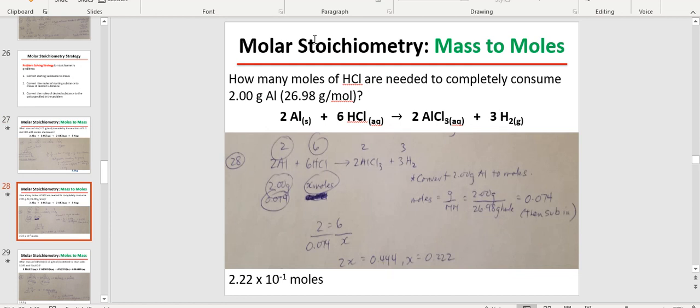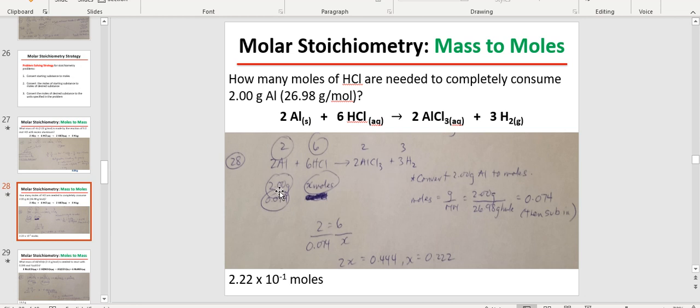Here, molar stoichiometry, mass to moles. Same chemical reaction that's going on here, and it's a different question. How many moles of hydrochloric acid are needed to completely consume 2 grams of aluminum? So, molar ratio, plug in what you know. What am I asking for? How many moles of hydrochloric acid? X moles. What information did I give you? I gave you 2 grams.